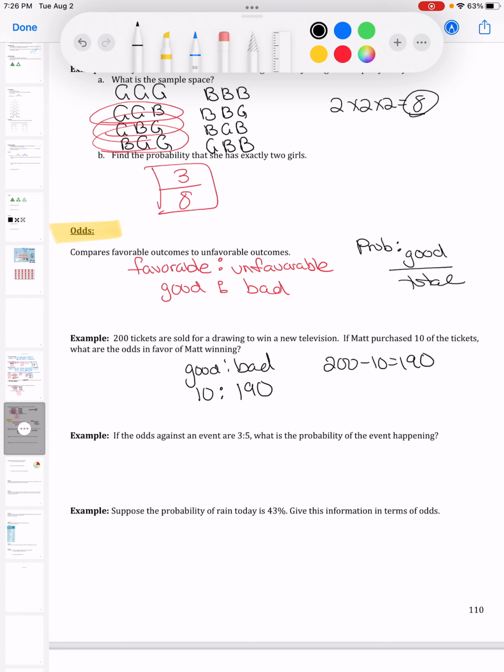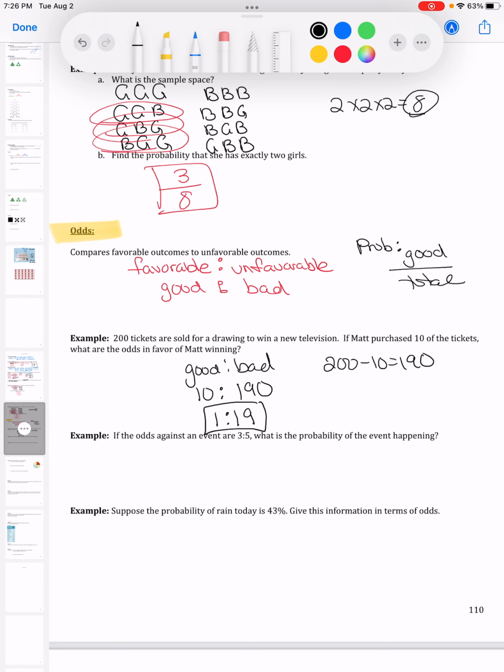We do want to reduce these answers down. Your calculator does not have an odds button, but you could treat it like a fraction. So just do 10 divided by 190. I know we didn't write it like a fraction, but to reduce that down, our calculator is going to keep it as a fraction, but it would be 1 to 19.